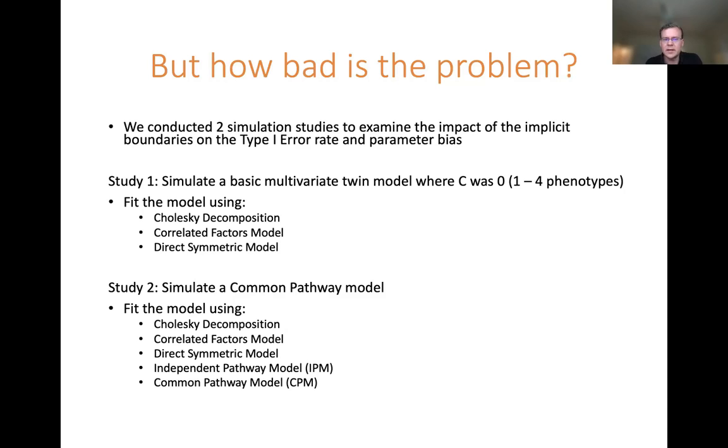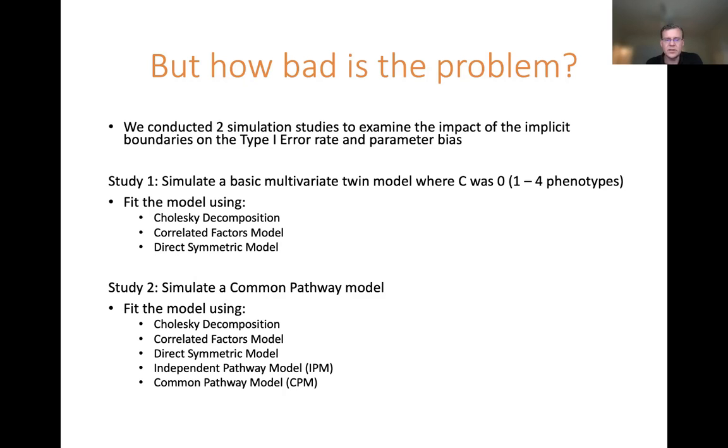In the first study, we simulated a basic multivariate twin model where C was equal to 0, and we varied it from 1 to 4 phenotypes. And if you're interested, you can read the paper. In this presentation, we're going to focus on the 1 and the 4 phenotype comparisons. And then we took this basic multivariate twin model and fit a Cholesky decomposition, or a correlated factors model, or a direct symmetric matrix model. So both the Cholesky decomposition and the correlated factors model are completely out there in the literature, and they're really quite common ways of analyzing twin data. And so these are the natural comparisons.